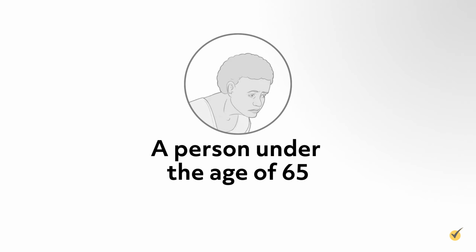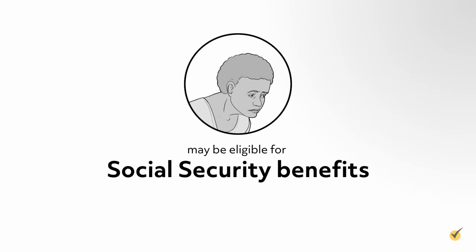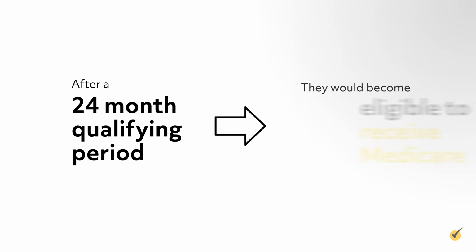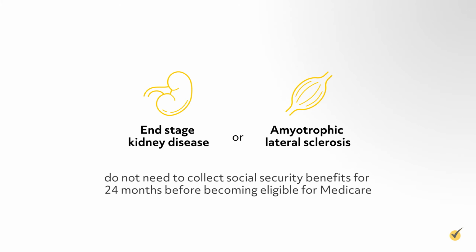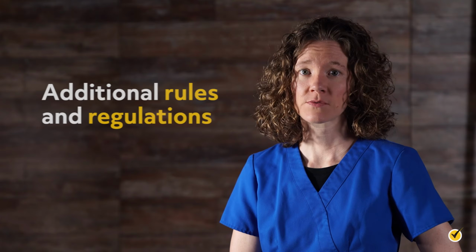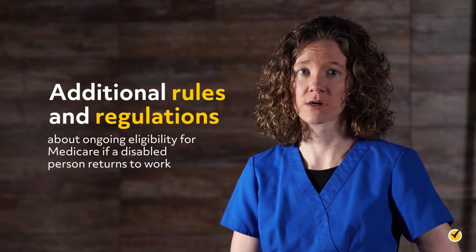A person under the age of 65 who has either a physical or mental condition that prevents them from working may be eligible for Social Security benefits. After a 24-month qualifying period, they would become eligible to receive Medicare. In contrast, people with end-stage kidney disease or amyotrophic lateral sclerosis, or ALS, do not need to collect Social Security benefits for 24 months before becoming eligible for Medicare. There are additional rules and regulations about ongoing eligibility for Medicare if a disabled person returns to work.